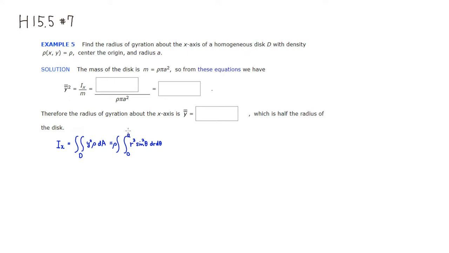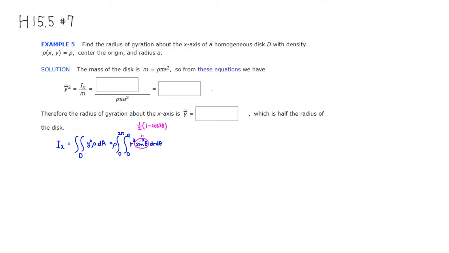Then the region is a disk, so the radius goes from 0 to a. To cover the entire disk, theta has to go all the way around, from 0 to 2 pi. Then we need to use the trig identity: sine squared theta can be rewritten as 1/2 times the quantity 1 minus cosine of 2 theta.